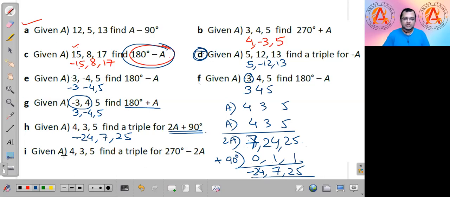Then last one, number I. Now you can solve number I the same as number H. Now try that.